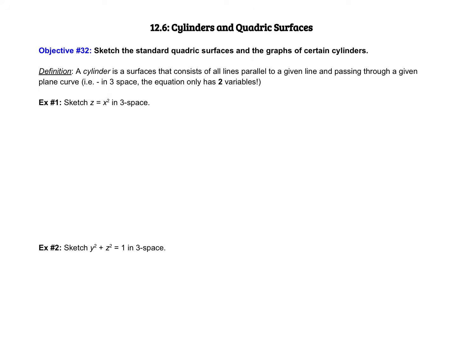Definition, first we're going to start with a cylinder. A cylinder is a surface that consists of all lines parallel to a given line and passing through a given plane curve. Okay, so what that means in simpler vocabulary is that in 3-space the equation only has 2 variables. So we looked at this a little bit in the first video, I believe.